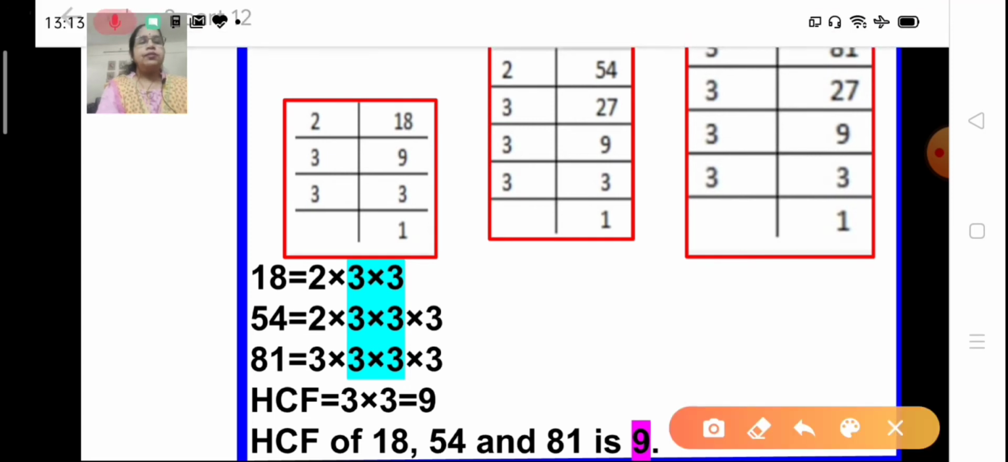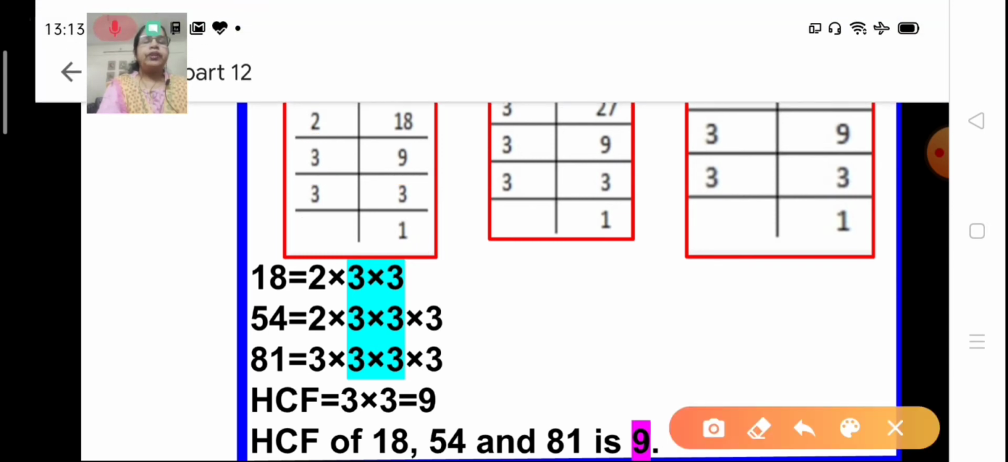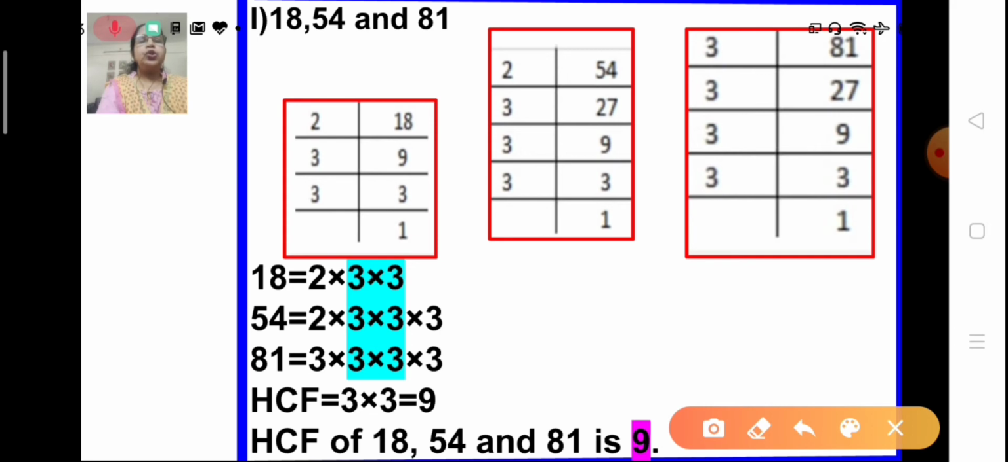18 is divisible by 2. 2 9s are 18. And 9 is divisible by 3. 3 3s are 9. And 3 is a prime number divisible by itself. 3 1s are 3. So what is the prime factorization of 18? It is 2 into 3 into 3.